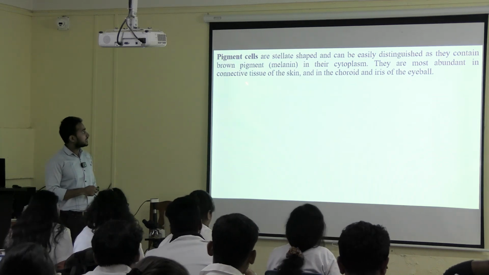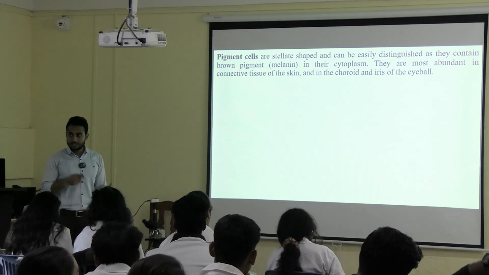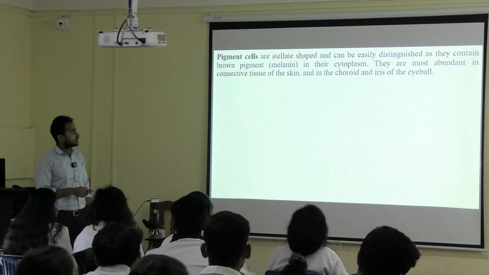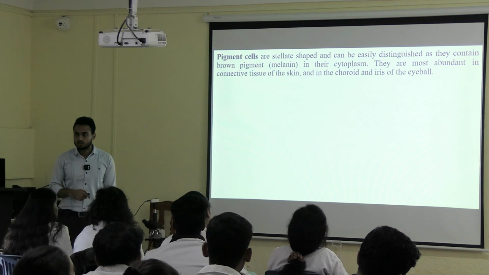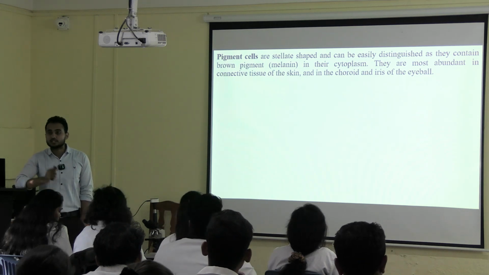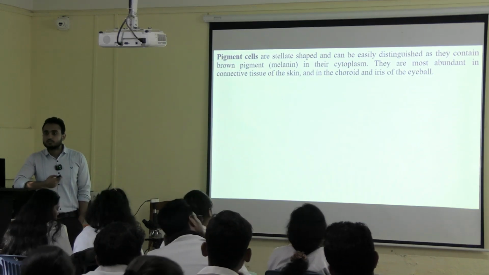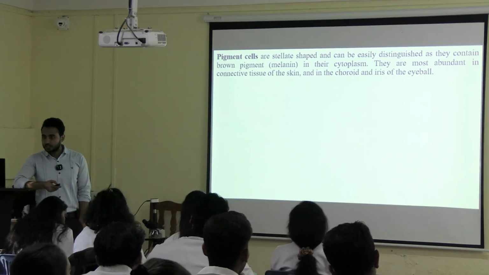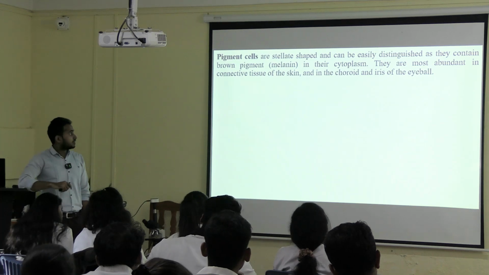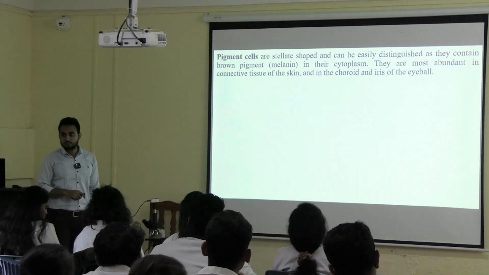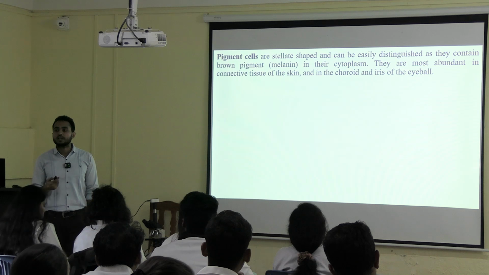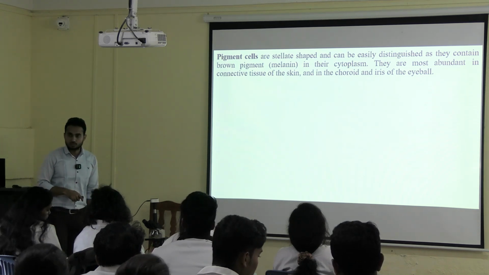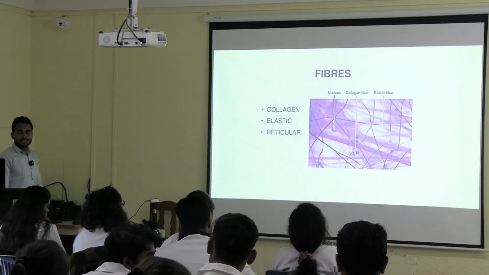They are most abundant in the connective tissue, especially in the skin, choroid and iris of the eyeball. That also determines the color of the eye. In some persons it is blue in color, in some it is brown, depending on the pigment which is present. So they are mostly present in the skin, choroid and iris of the eyeball. So that is all about the cells.